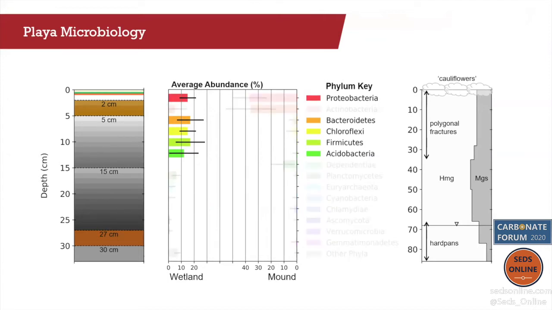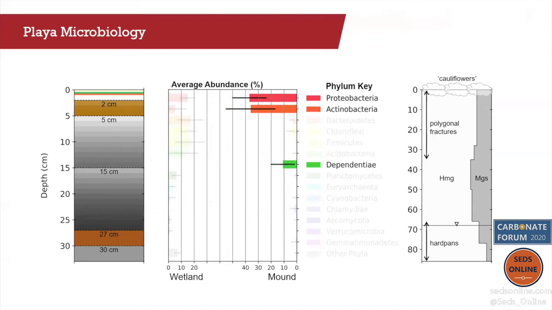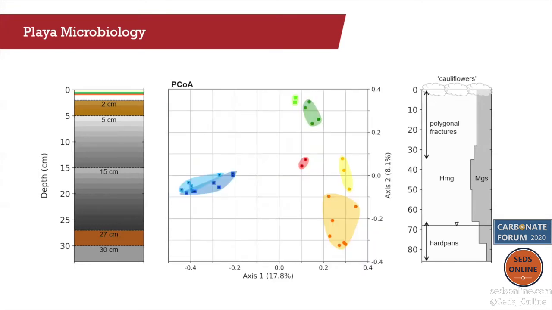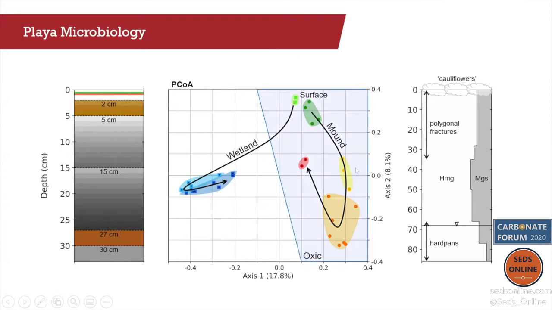You can see that the microbial community in the wetland is much more diverse, with 5 different phyla with a fairly high abundance, whereas only proteobacteria and actinobacteria dominate the community in the mound, as well as some component of Deinococcota, which are not at all present in the wetland. Principal coordinate analysis of the same samples identifies a change in both communities with depth, and also shows a very clear difference between oxic communities and anoxic communities.